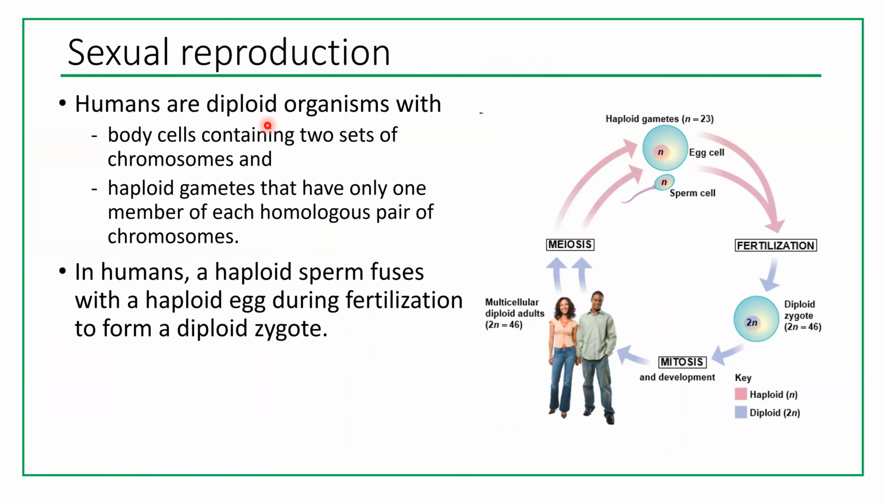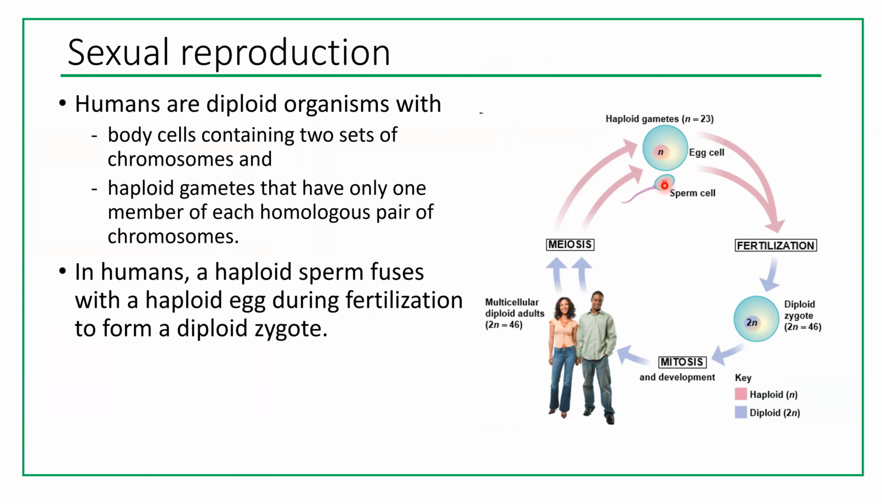So humans are diploid organisms with body cells containing two sets of chromosomes and haploid gametes that have only one member of each homologous pair of chromosomes. In humans, a haploid sperm fuses with a haploid egg during fertilization to form a diploid zygote. So again, humans, people, 46 chromosomes. Now, through meiosis, the number of chromosomes is reduced to 23.